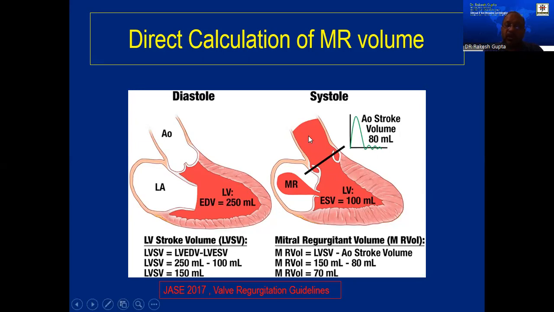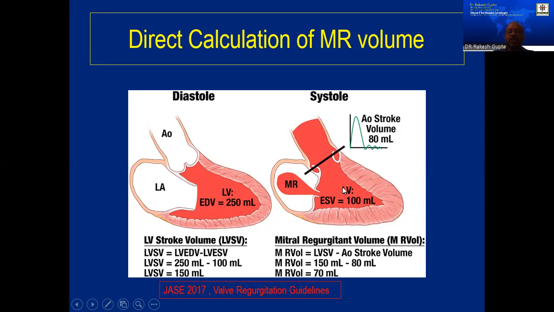So stroke volume minus flow across the LVOT will give you the regurgitation volume. Anything more than 70 is considered as severe. Very simple. Go to four chamber view. When you calculate ejection fraction, trace, and that will give you the end diastolic volume. Then end systole, trace, that will give you the end systolic volume. End diastolic minus end systolic, that's 150 ml. The amount of blood which is going through the LVOT is only 80 ml. So where did the 70 ml go? It went back. It can then do mitral regurgitation.